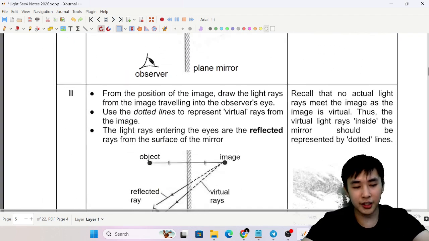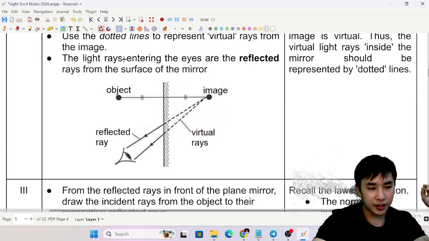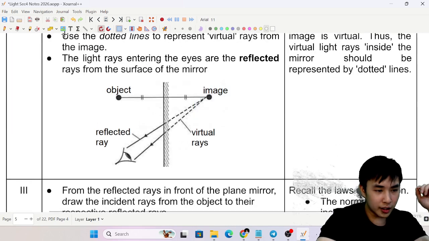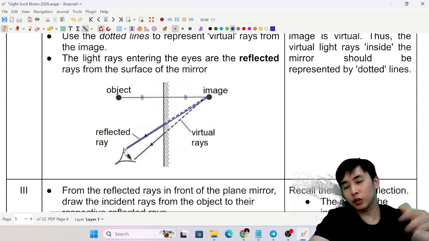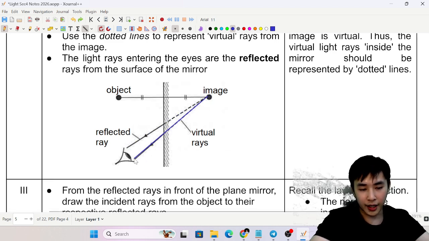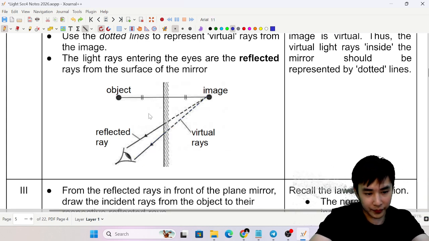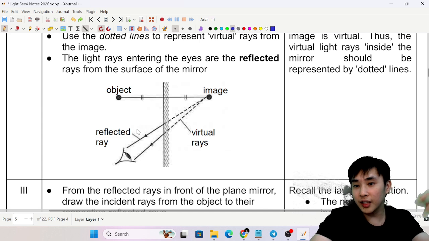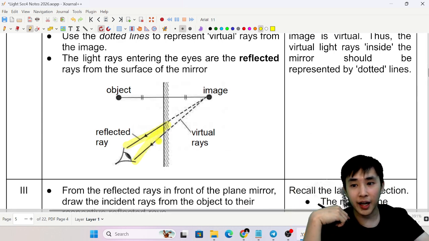After that, the very next thing you need to do is, from the image here, draw a straight line to the eye. Usually we draw 2 rays, one going to the top of the eye, the other going to the bottom of the eye. Then only in the region where the object and the eye are, you make the lines solid. These are real rays. So I'm talking about this section. Make sure the lines you sketch there are solid.